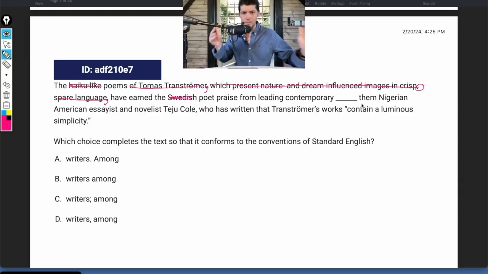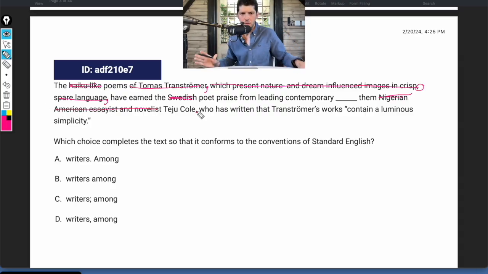That could be a sentence. The poems have earned the poet praise from writers. Okay? So I could stop there so long as I don't have another full sentence here. And we're going to start with the word among. Among them, Nigerian-American essayist and novelist Teju Cole. So I could simplify that. Among them, Teju Cole. And here's a comma.